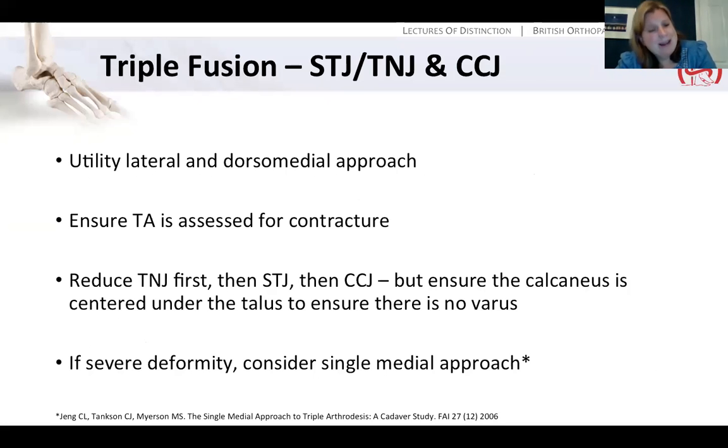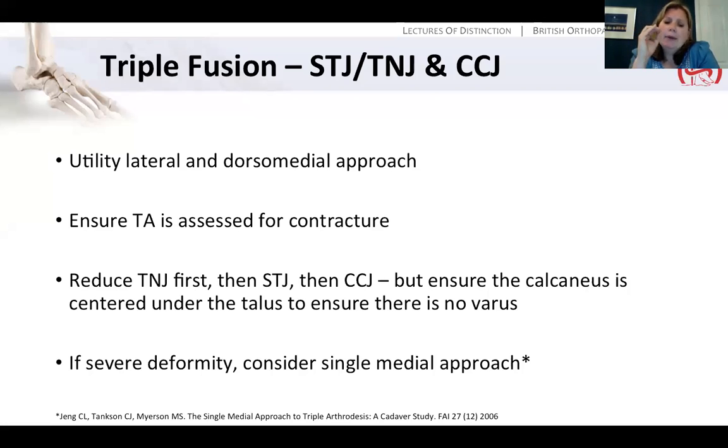So again, I'm not going to go through the major technical details here, but it's worth understanding that you're going to plan your incision, you're going to have your utility lateral to get to the subtalar, and then your calcaneocuboid, and then your dorsomedial approach to get to the talonavicular joint on the other side. But again, the talonavicular in this approach, you can see it from both sides. You always need to assess your tendoachilles and gastroc to make sure there's no contracture.